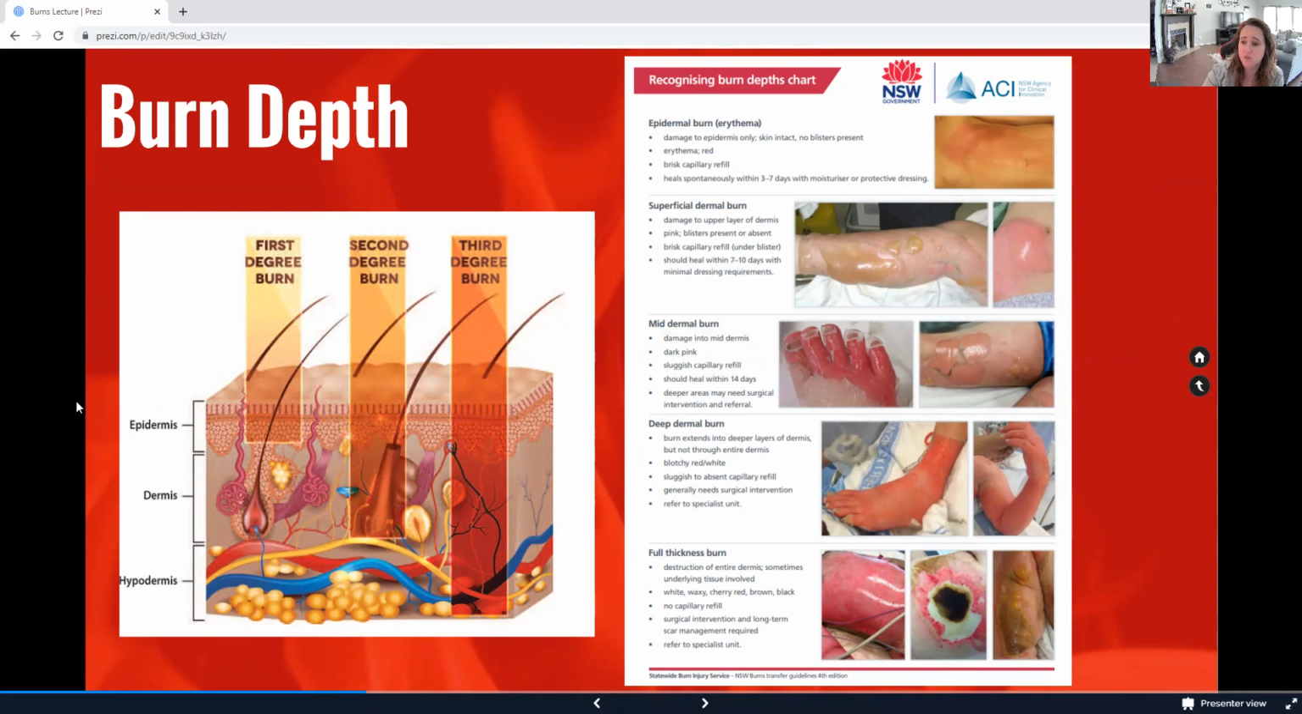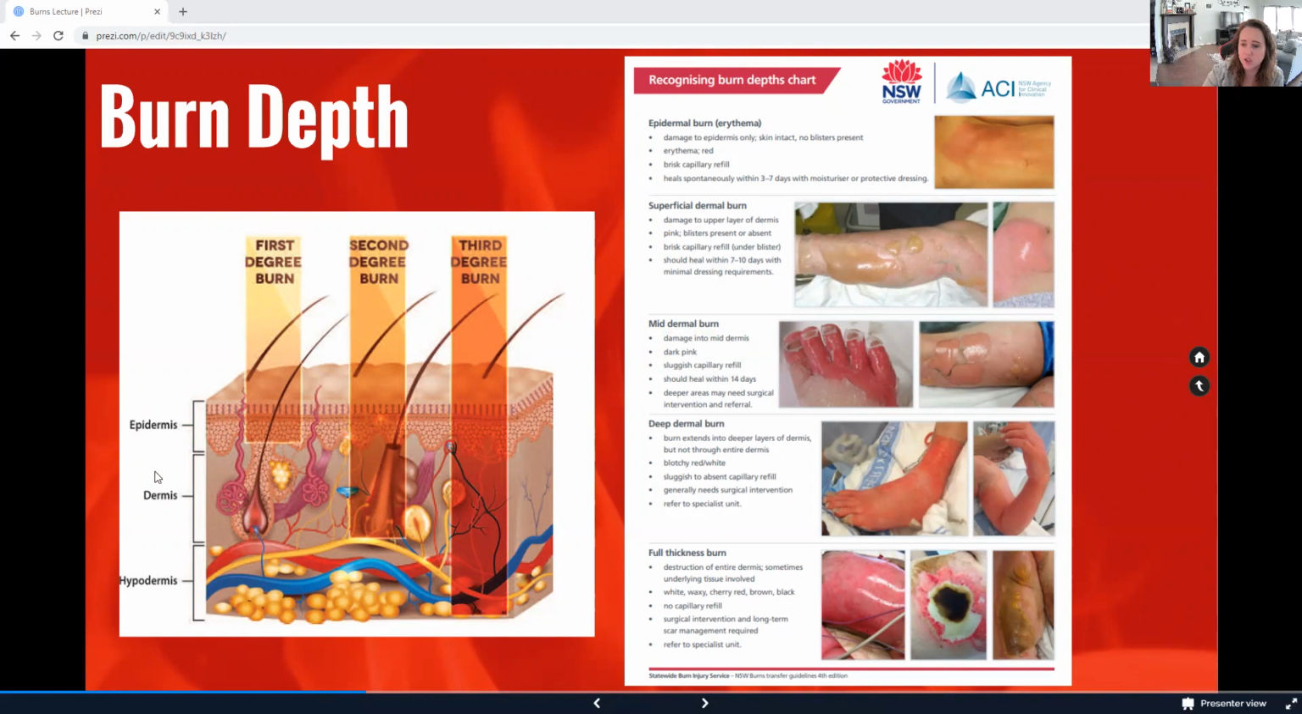These types of burns are going to be very painful still for the patient, because we have lots of nerve endings right here. So they're going to be feeling all of that. It doesn't feel good. They're going to have that sluggish or absent cap refill in the deeper burns. And just depending on how deep it is, it may need surgical intervention.